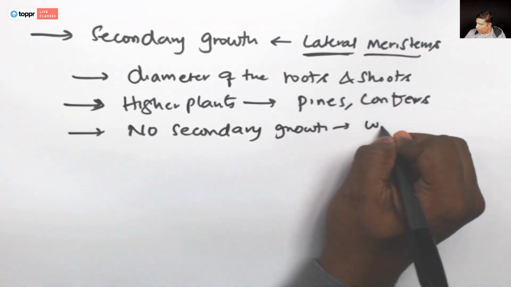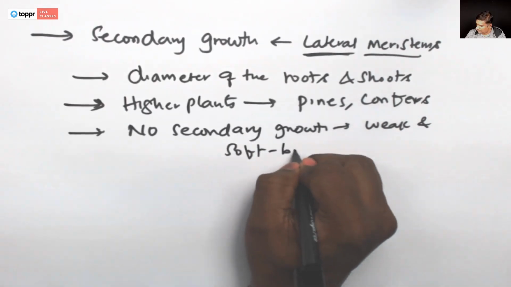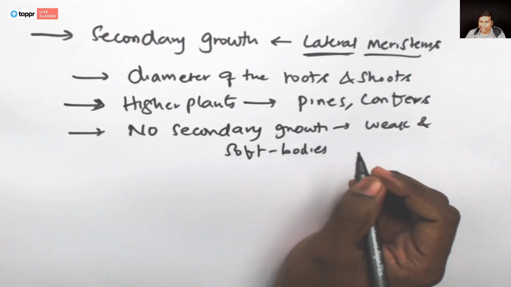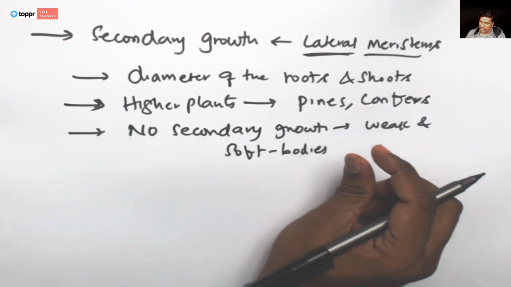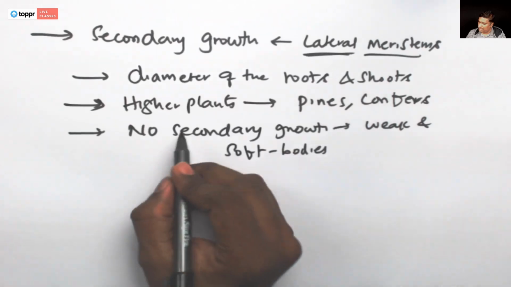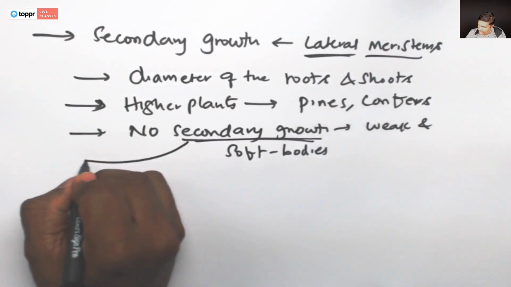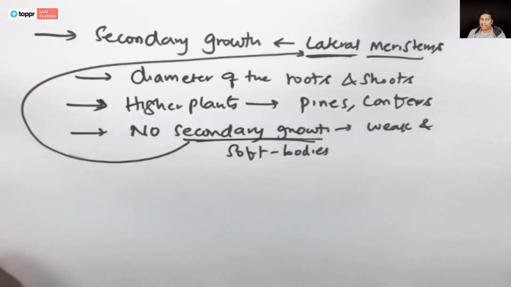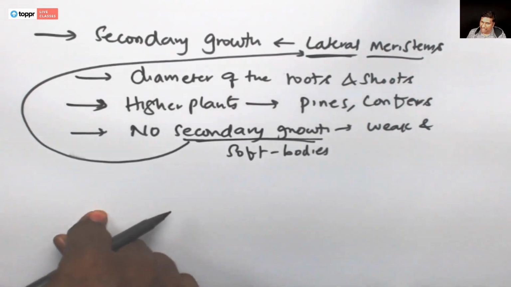they are weak and they have soft bodies. So if you come across a plant which is weak, which you can easily bend, the reason you are able to do that is it lacks the secondary growth. And the reason it lacks the secondary growth is it lacks the lateral meristems. If it is able to grow taller, then we can say that it still has apical meristems.